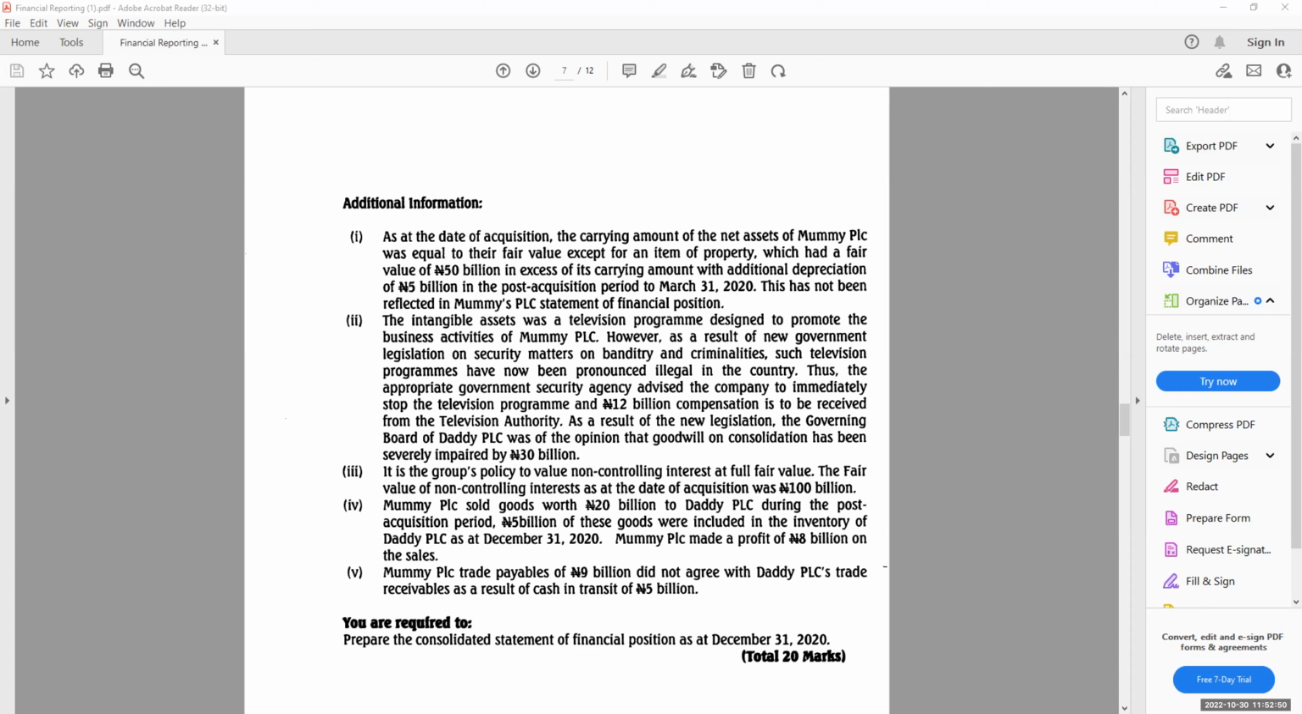Okay, so the question says, the intangible asset was a television program designed to promote the business activities of Mommy PLC. However, as a result of new government legislations on security matters, on banditry and criminalities, such television programs have now been pronounced illegal in the country. Thus, the appropriate government security agency advised the company to immediately stop the television program, and 12 billion naira compensation is to be received from the television authority. As a result of the new legislation, the governing board of Daddy PLC was of the opinion that goodwill on consolidation has been severely impaired by 30 billion naira. Okay, I think the most obvious one is we have a goodwill impairment of 30 billion.